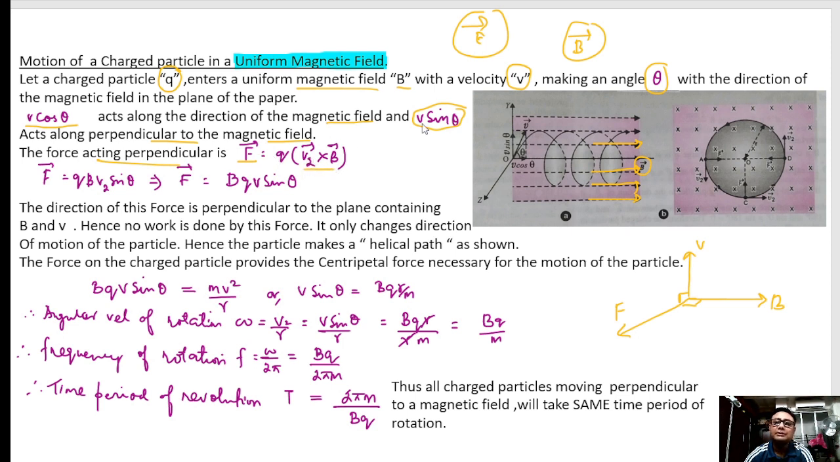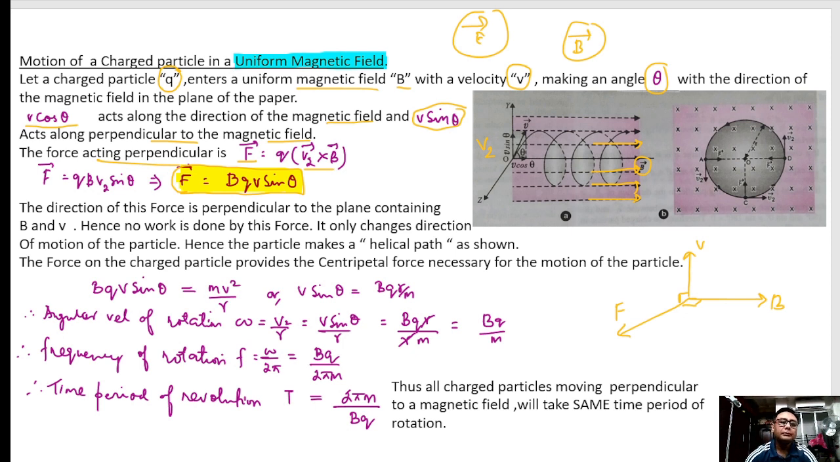What is V2? V2 is the V sin theta. This is the V2 because I need the perpendicular component. So this is the force, this is the perpendicular component of the velocity, and this is the magnetic field. As you can see, the force will act perpendicular to the magnetic field. So we take F equal to Q V cross B, which is Q V B sin theta. Please keep note, this is the force acting due to the magnetic field.